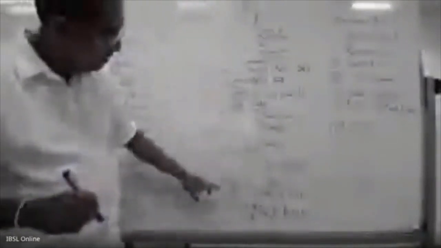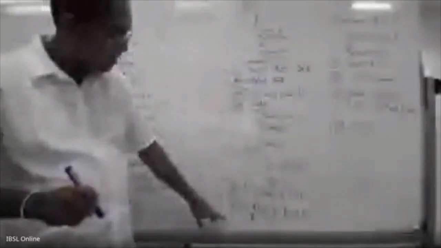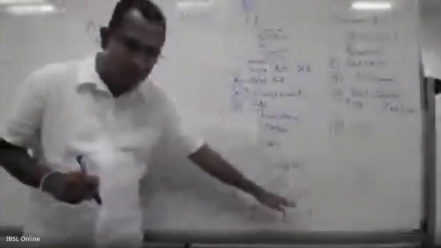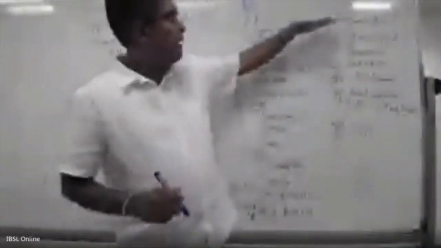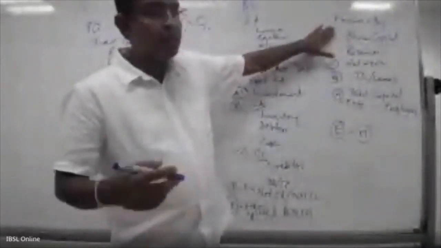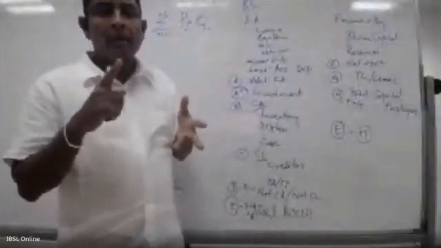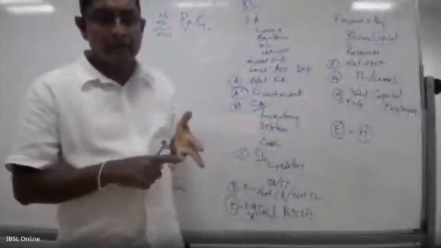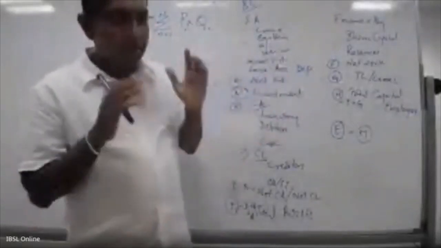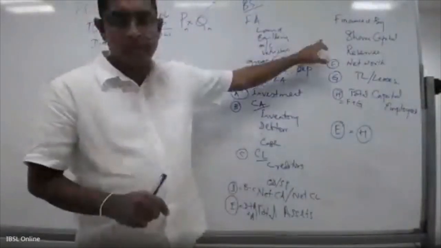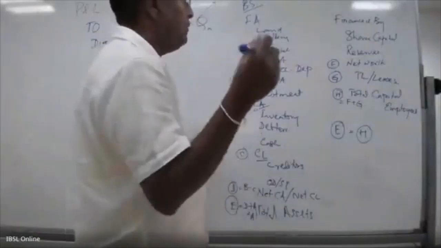Fixed assets plus investment plus net current assets minus current liabilities is the total assets in the business. Finance by part, you have share capital, that's the owner's funds. If it is a sole proprietorship, owner's funds. If it is a partnership, it is partner's capital. If it is a limited liability company, it is share capital. Then we have reserves.